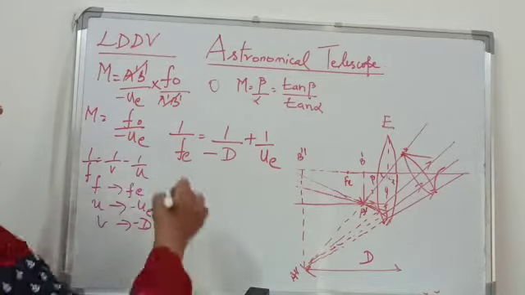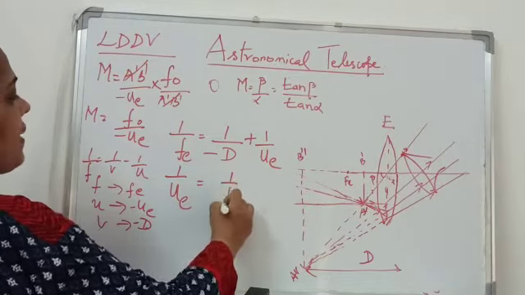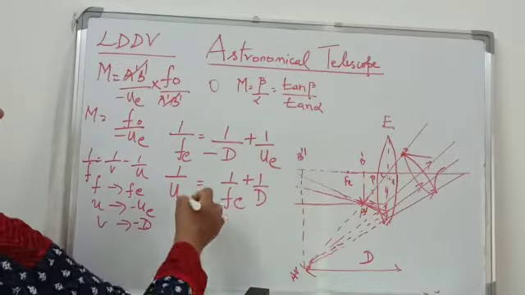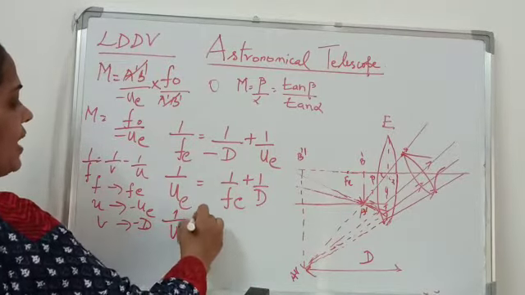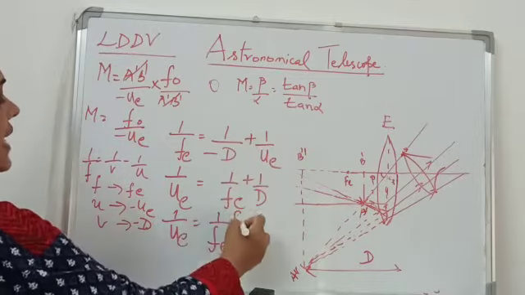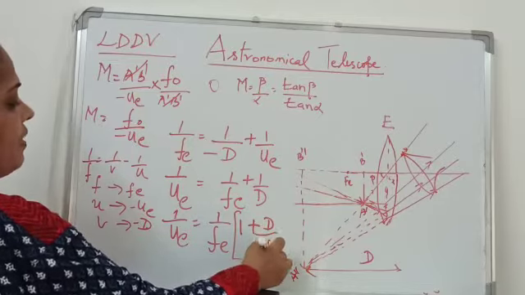Now we need an expression for 1 by UE. So 1 by UE is 1 by FE plus 1 by D. Now in this equation, 1 by UE is equal to, let me take this 1 by FE outside. So I get it as 1 plus FE by D.